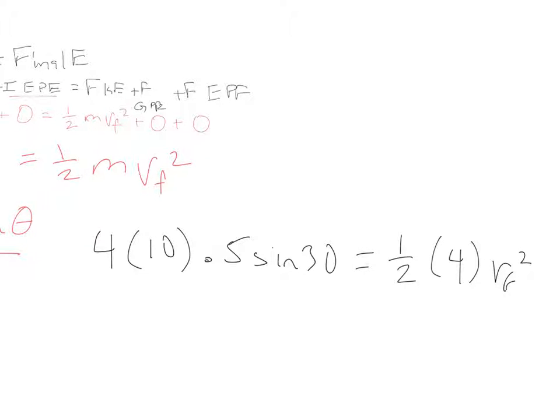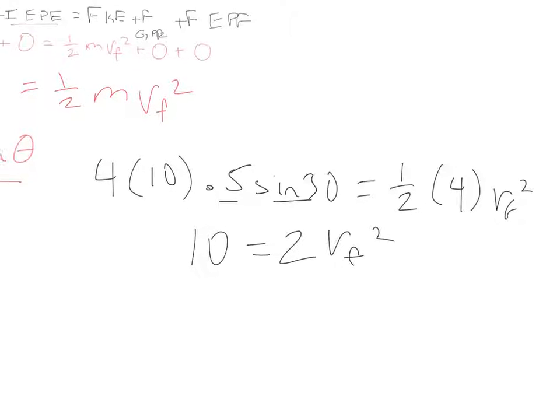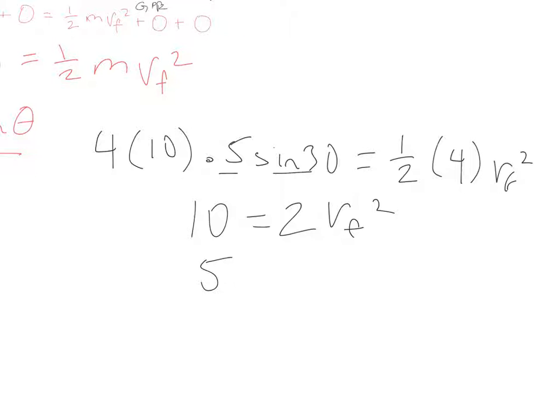Okay, well, I used 30 degrees on purpose because sine of 30 degrees is a half, and a half times a half is a fourth. Well, 4 times a fourth is 1, and so trust me, if you type this in the calculator, you'll get 10 on this side because that all cancels out. And half of 4 over here is 2. And so we have 2 times our velocity squared. Well, 10 divided by 2 is 5. And so my final velocity is just the square root of 5.